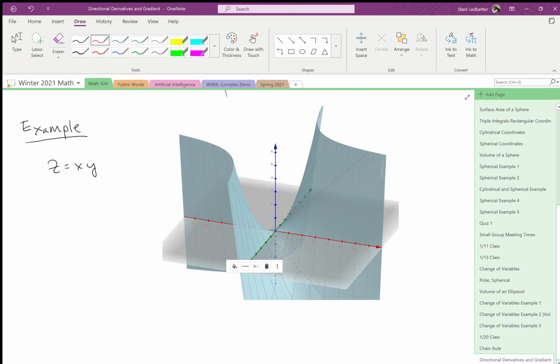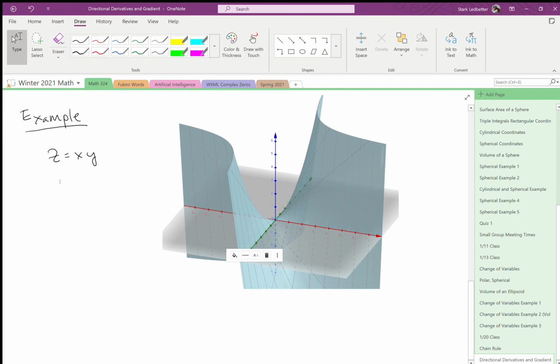So let's look at some examples. Here is a graph of the surface z equals xy. It's kind of funny looking surface, but it's a good example for us to figure out where the directional derivatives are. Okay, so first we want to calculate del of z, the gradient of z.